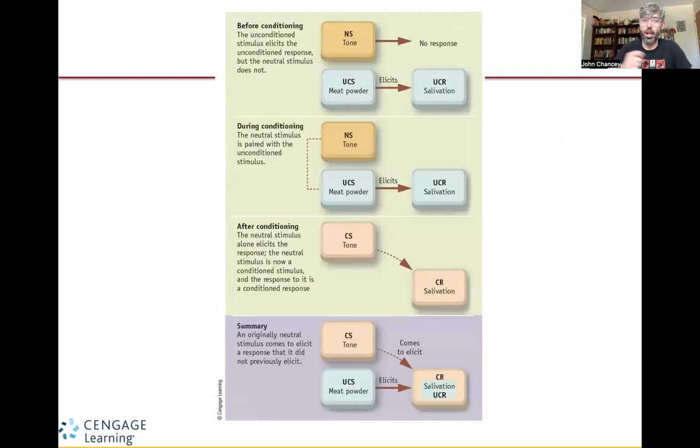whenever he would sound a tuning fork. So initially, when you sound the tuning fork, it is a neutral stimulus. It does not lead to any kind of response. And an unconditioned stimulus of food, of meat, if you present that to a dog, it leads to the dog slobbering. They salivate. Okay, what happens if we pair these two together?